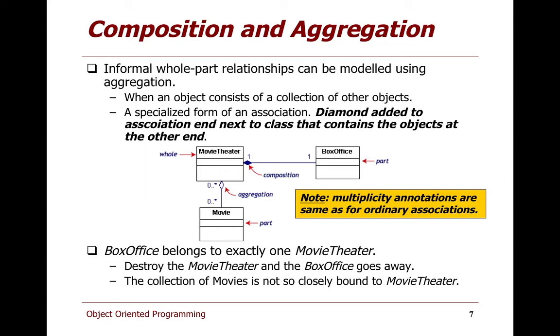Now, the box office is part of the movie theatre. If the movie theatre is destroyed, the box office will be destroyed with it. That is what it means. The box office can have no existence outside a movie theatre.